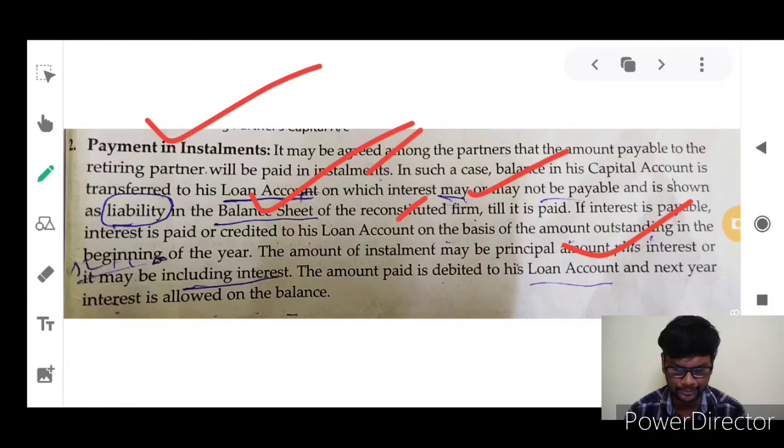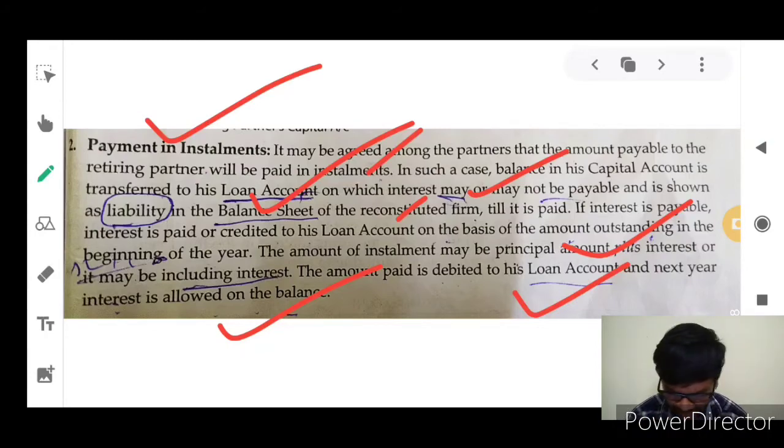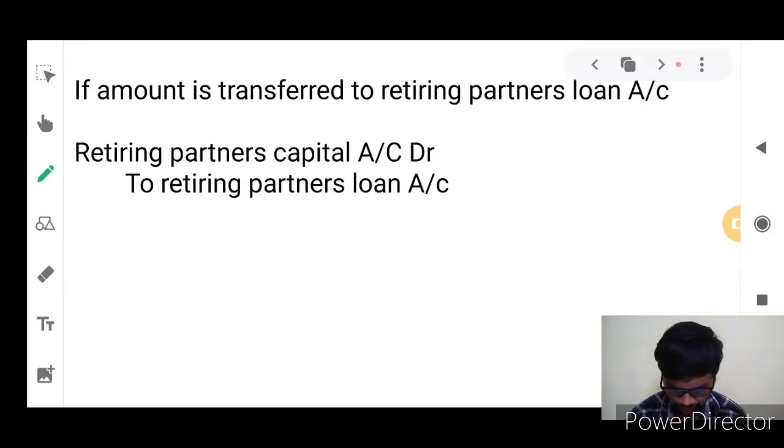The amount paid is debited to his loan account. This much rupees is debited, which means they paid, isn't it? At the same time, next year interest is allowed on the balance, and next year that interest also will be charged. Along with interest, the principal money will be paid by the partnership firm to the partners. So this you will understand after working out some illustrations. For your better understanding, I will show you some illustrations after a few minutes.